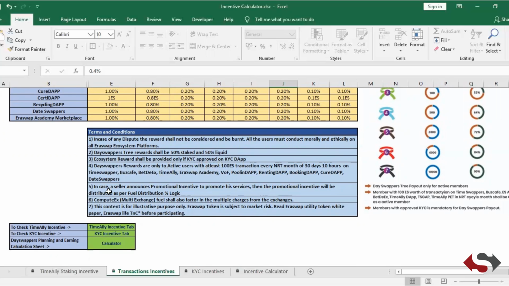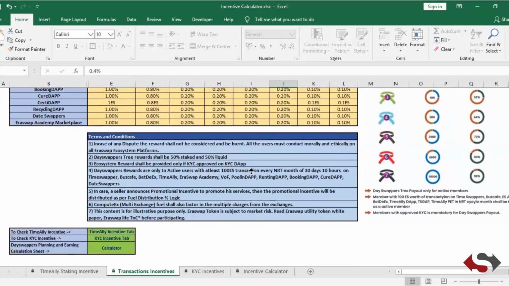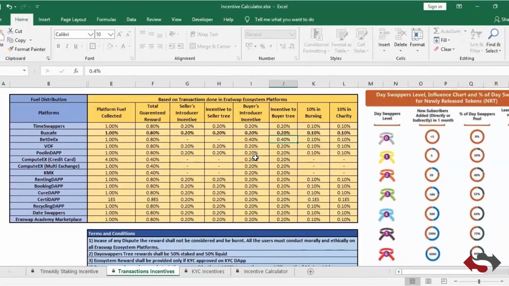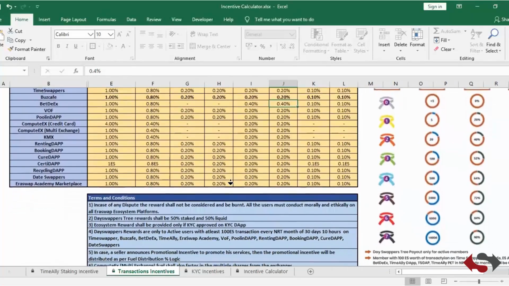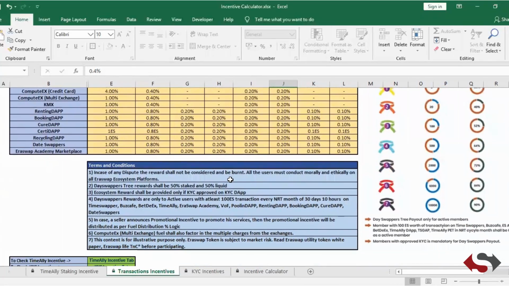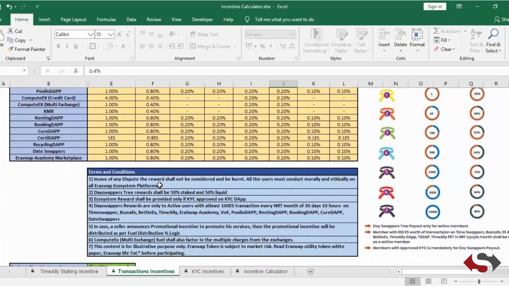So in case the seller announces a promotion incentive, the seller also has the benefit. Instead of keeping 1%, I just increase the limit to 5%. So the seller has the opportunity to increase, like I'm giving a 4% incentive. So instead of the platform fee of 1% getting collected, 5% will get collected, and that shall be distributed in the same manner. So the promotional incentive shall be provided on the service.